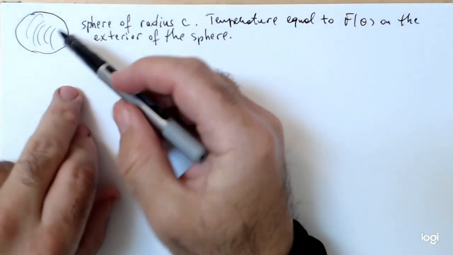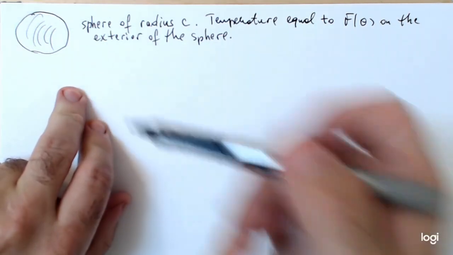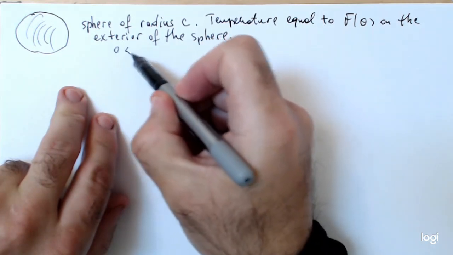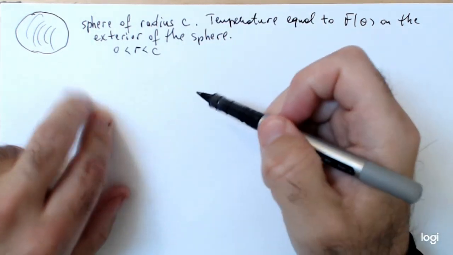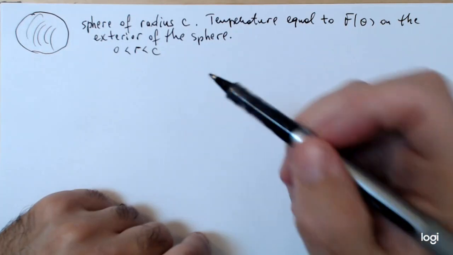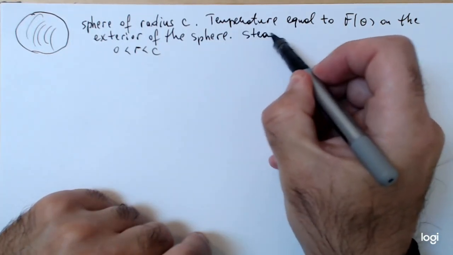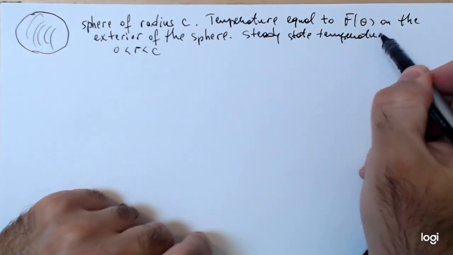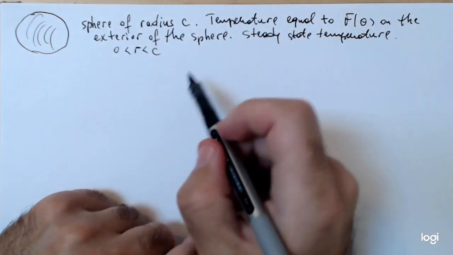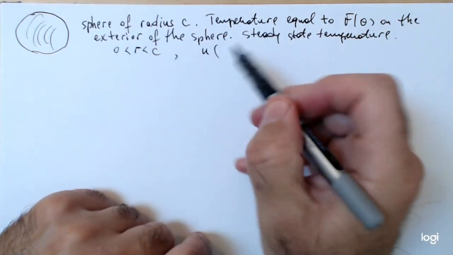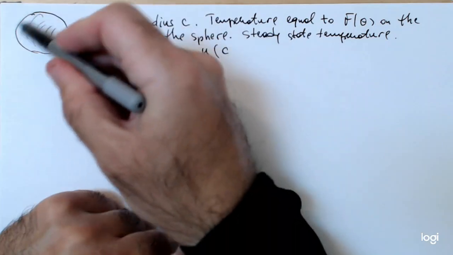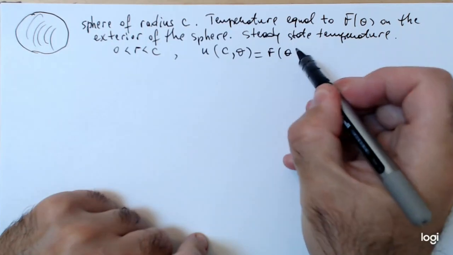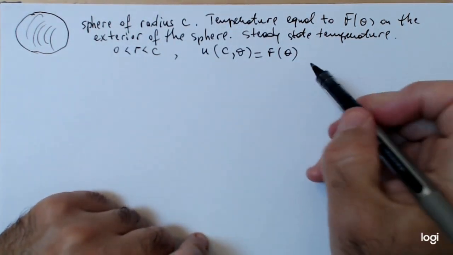So the object, as I said before, is a full sphere, or a ball to be more precise, of radius c. So that means the domain for little r is 0 to c. And we want to find the steady state temperature. So we assume that the temperature stabilizes with respect to the time t. And the only extra condition is that on the exterior of this ball, so u of c, right? So u of c, theta is equal to some prescribed temperature that may still depend on theta.